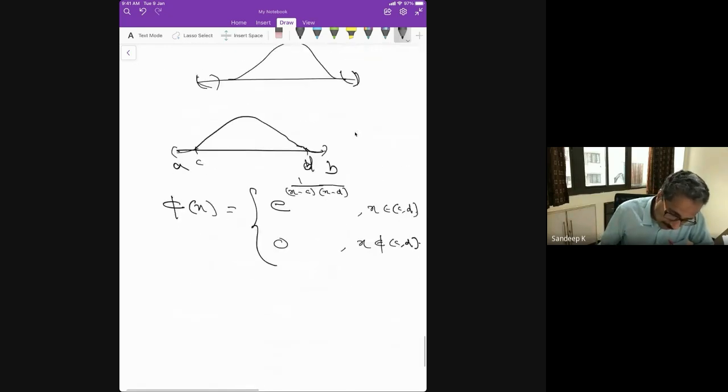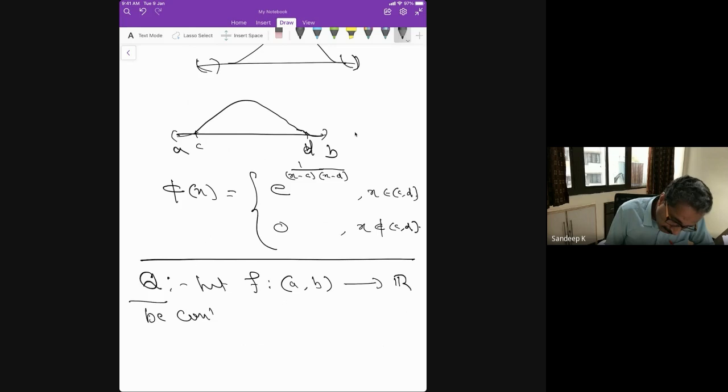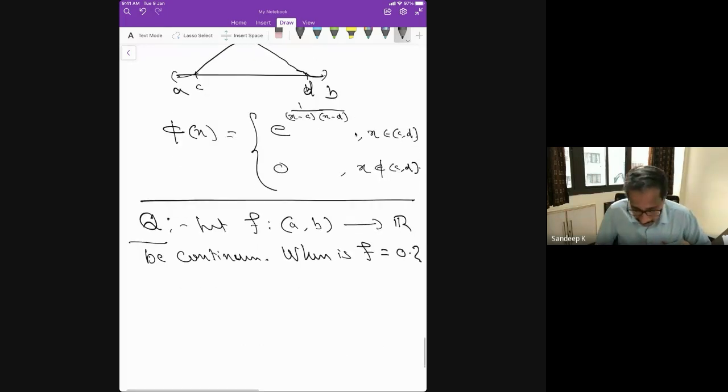Now, why have I introduced these functions? The question I wanted to ask is, let f from an interval (a,b) to R be a continuous function. My question is, when is f zero? You may think that this is a very stupid question. All of us know f is zero if and only if f of x is equal to zero for all x. But I want to get this information in a different way. So that is the first theorem I will write.